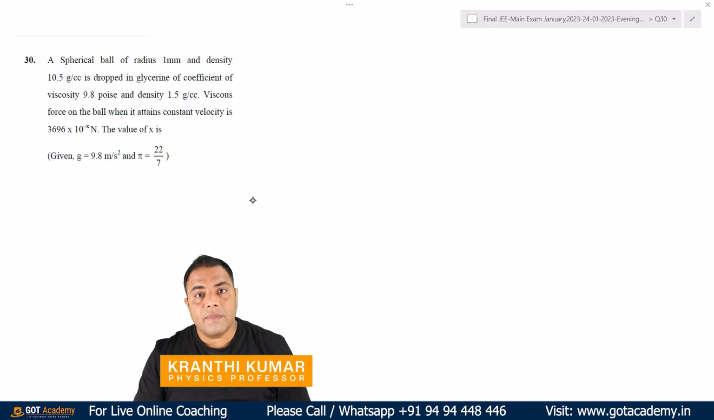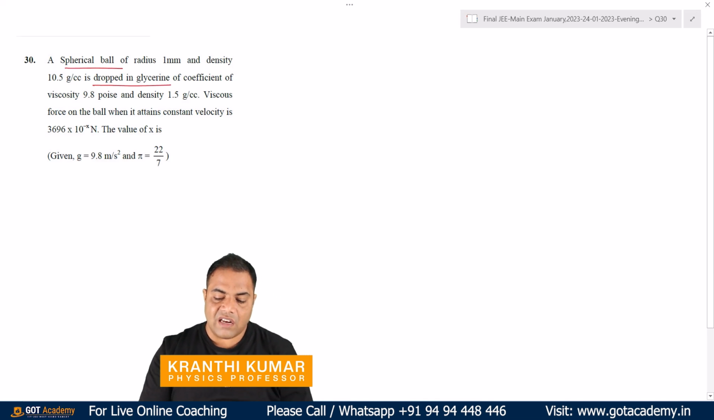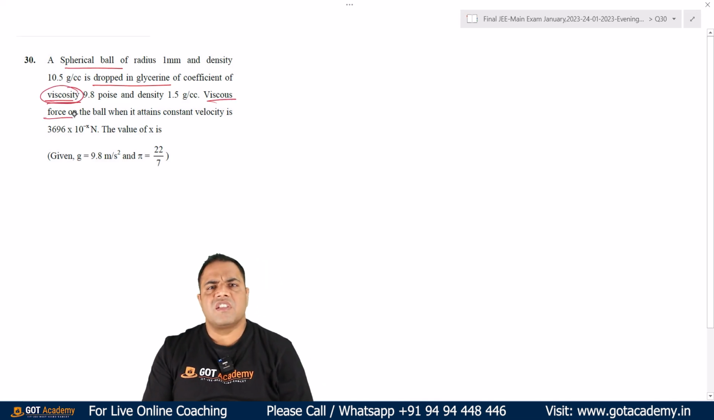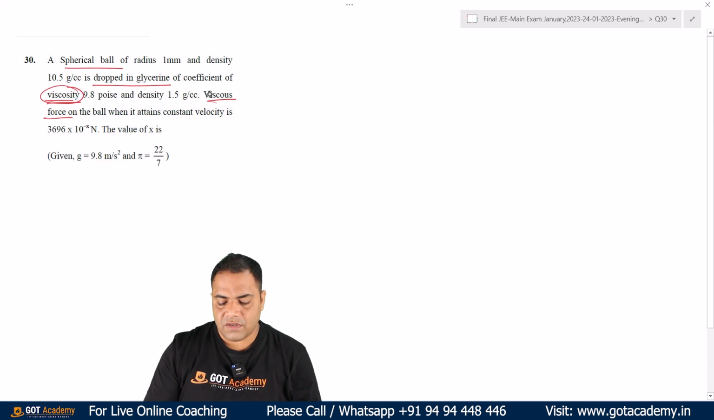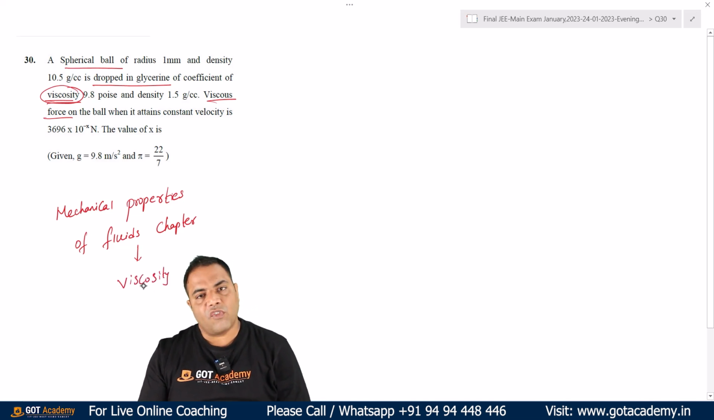So children, coming to question number 30, it was given that a spherical ball has been dropped in glycerin and he has mentioned viscosity. So by looking at this, you have to get an idea. Viscosity: this is from the mechanical properties of fluids chapter. And this concept belongs to viscosity. So what is the formula?